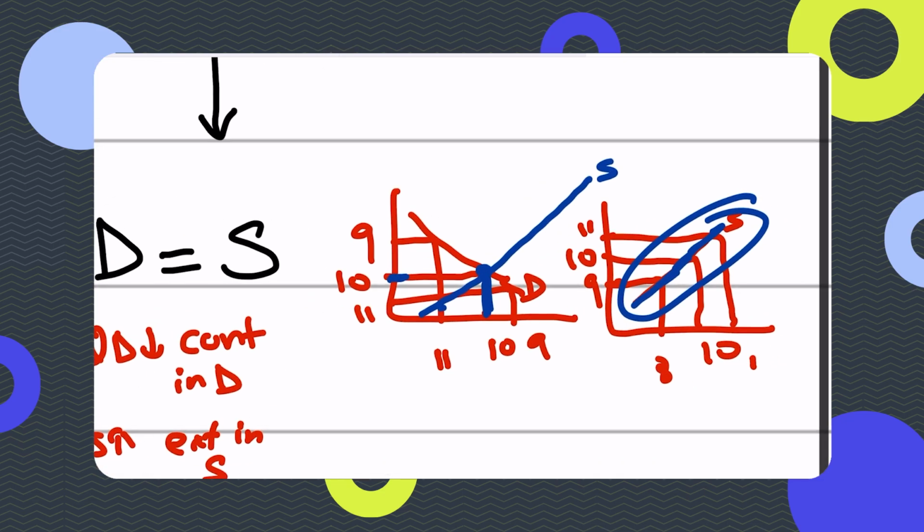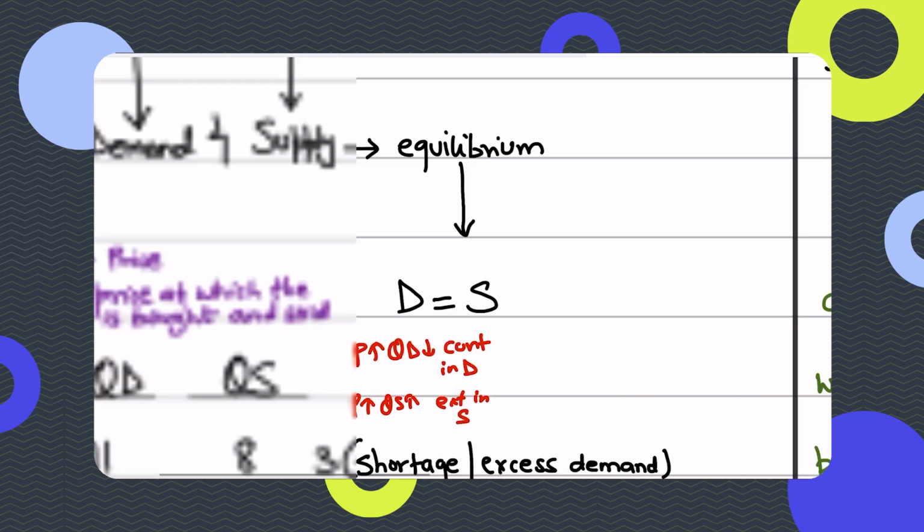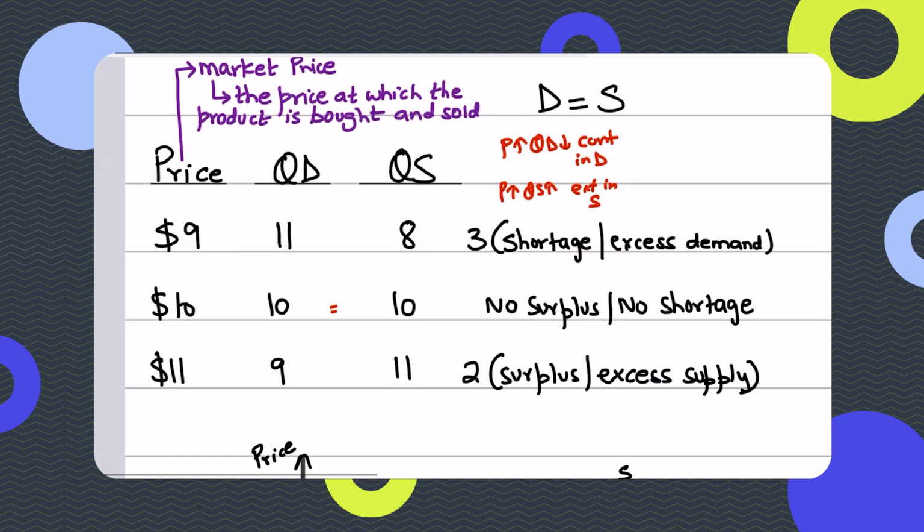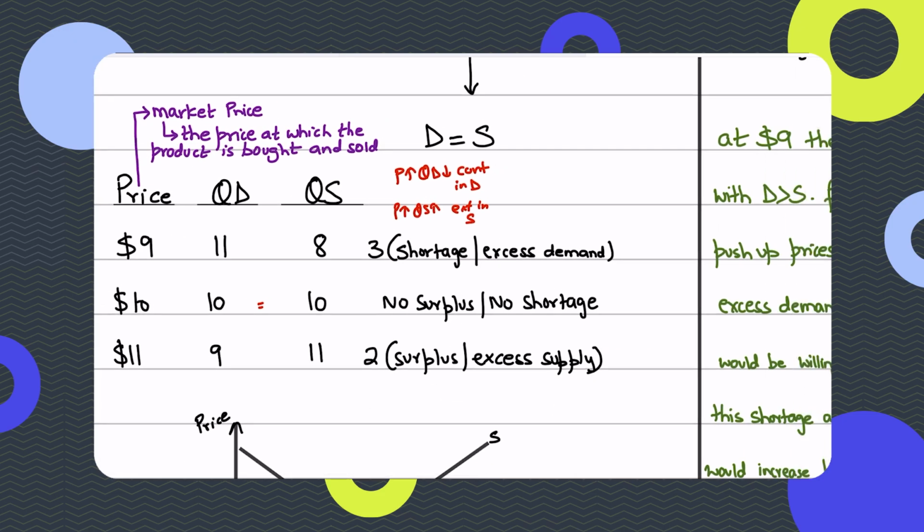So what we learn is that the point where demand and supply are equal is a point of equilibrium, right? There's no shortage, there's no surplus, there's no excess demand, there's no excess supply. Another term for shortage is excess demand, and another name for surplus is excess supply.